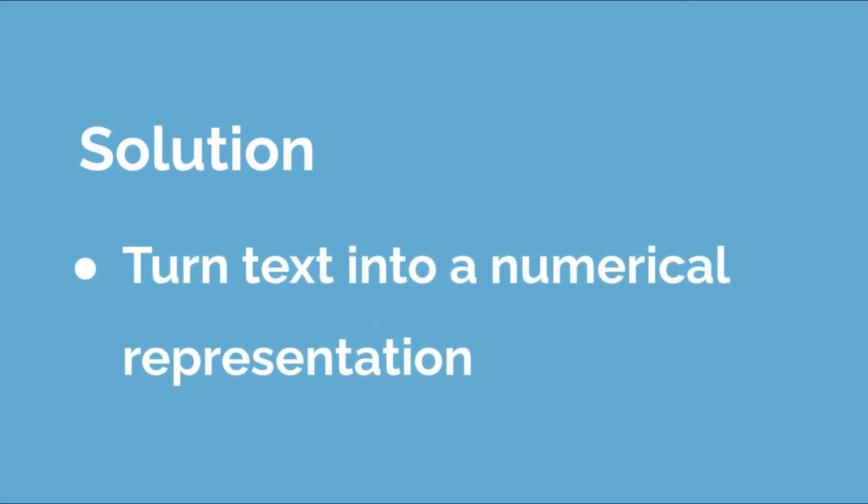We have to turn text into a numerical representation because computers and algorithms can understand numbers and vectors, arrays, lists, but they can't understand strings of text in terms of making sense out of them. But computers are very good at making sense out of numbers. So we have to find a way to turn text and words into numbers. So let's think about how we could do that.